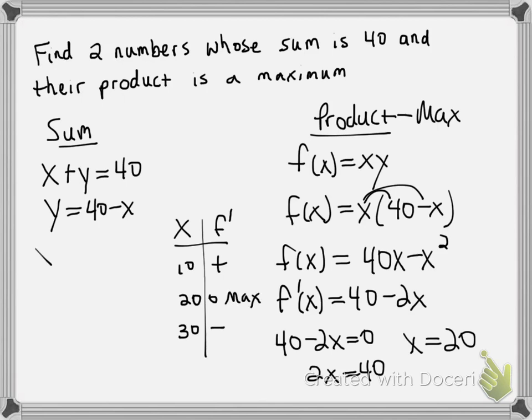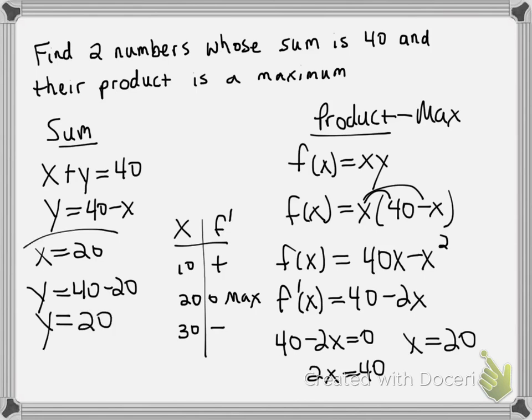All right, so now we know that x is equal to 20. Now all we have to do is find our other value. And y is also equal to 20. So there's a maximization or an optimization problem using maximization with our derivatives, but using our two equations simultaneously.